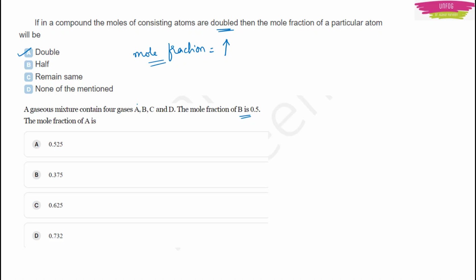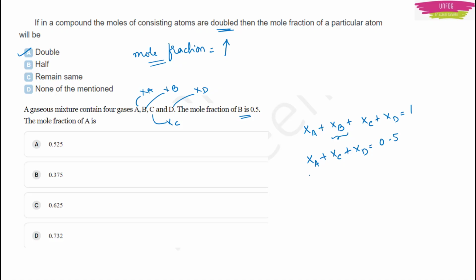That means for all the gases given here, the sum of the mole fractions of these gases will be equal to 1. Now for simplicity, let's say that the mole fraction of A will be XA, mole fraction of B will be XB, mole fraction of C will be XC and mole fraction of D will be XD. Now if you take the sum of these, you should get 1, right? XA plus XB plus XC plus XD should be equal to 1. In this they have given 1 mole fraction, XB. So your XA plus XC plus XD should be equal to 0.5.